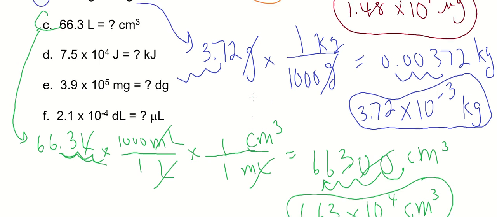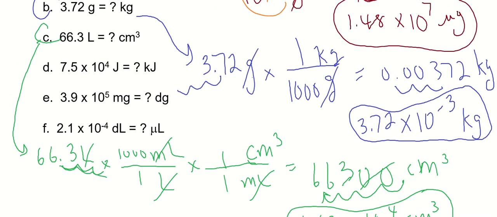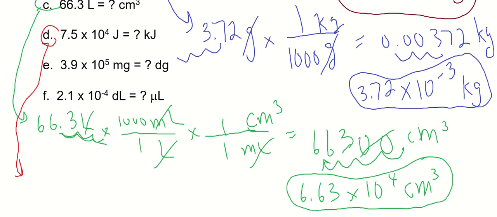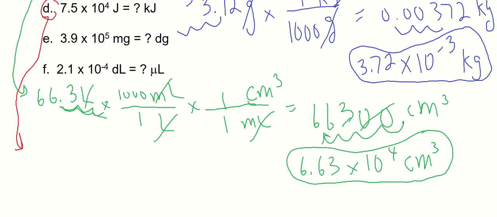All right, what color haven't I used? Let's go with the red. D. Down over here. 7.5. Oh, they're getting a little trickier. They're giving us scientific notation. Joules. Joules, the SI unit for energy and work. Remember that? All right, turn that into kilojoules.